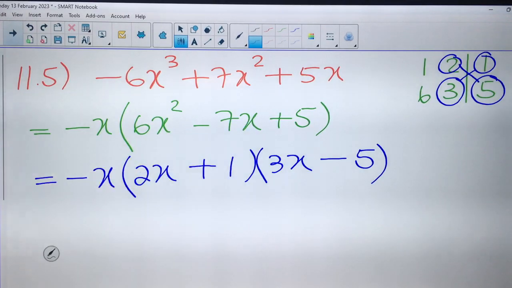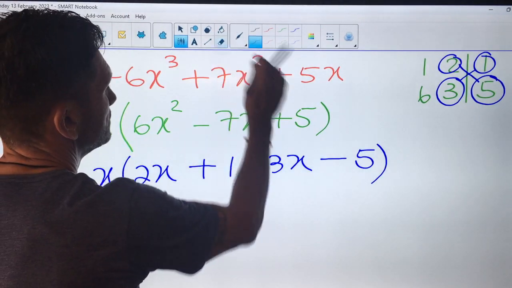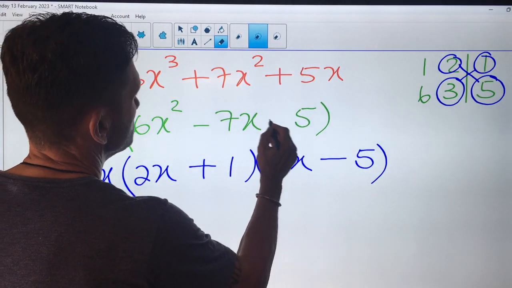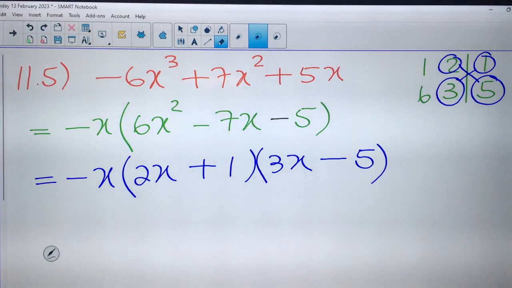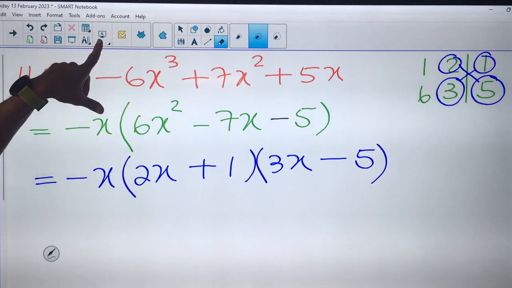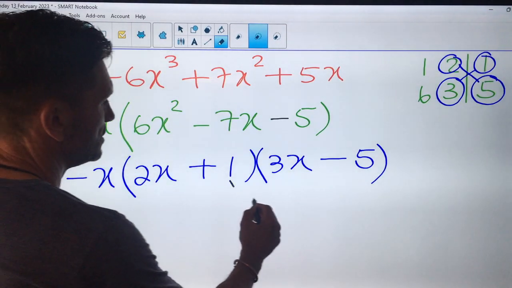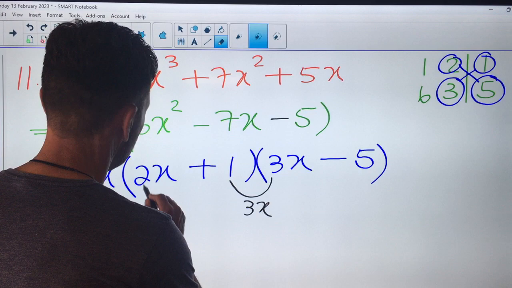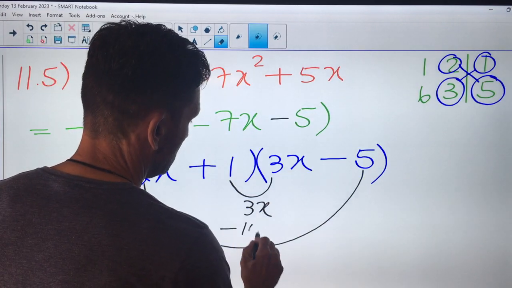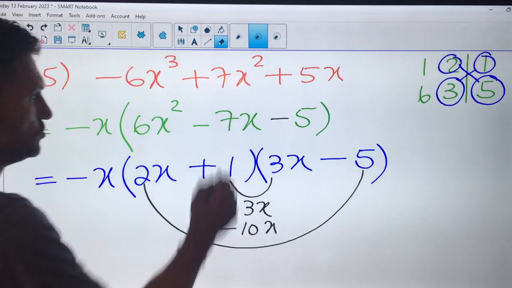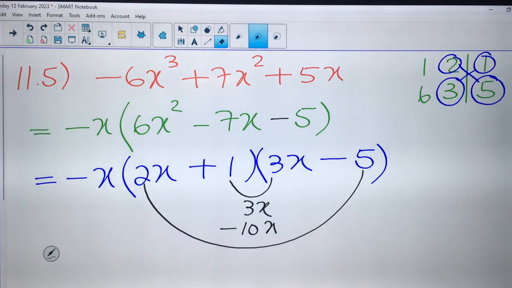Oh, that must be a minus. This is a mistake. This must be a minus. That is minus 10. I just copied it incorrectly. That must be a minus, because I removed the negative as a common factor. And we're subtracting to get to minus 7. So over here you will see that we have 3x, and over here we'll have minus 10. The difference between the two is minus 7x.